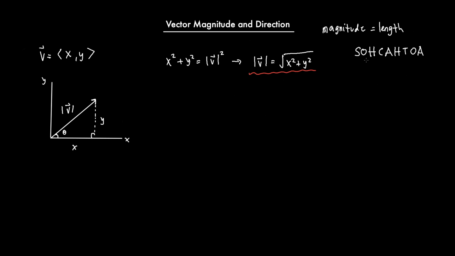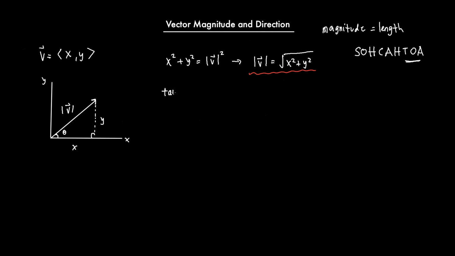And we can use SOHCAHTOA too. And remember, SOHCAHTOA means sine, opposite, hypotenuse. Sine is equal to opposite over hypotenuse. Cosine is equal to adjacent over hypotenuse. And tangent is equal to opposite over adjacent. If we're only given the legs, we can use tangent to be able to solve for the angle.